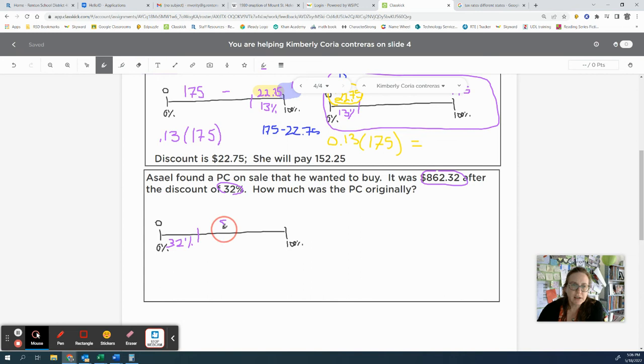It cost $862.32 after the discount was taken off. And we want to know the original number. When we're looking for the original number, we take the part.